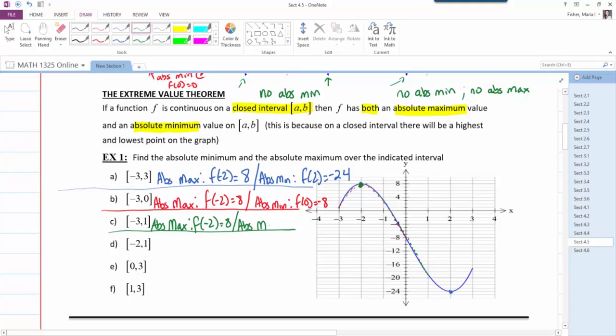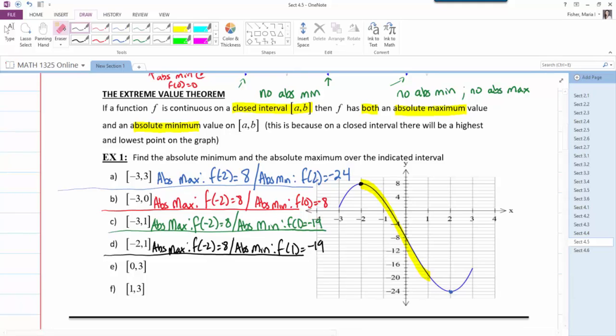And my absolute minimum value now is at f of 1 equals, looks like negative 19. What about the interval from negative 2 to 1? So now I'm looking at the interval from negative 2 to 1. Do I have an absolute maximum and an absolute minimum in that interval? Again, I sure do. My max is still at the same point. My absolute max is still at f of negative 2 equals 8. And my absolute min is still at the lowest point there, f of 1 equals negative 19.